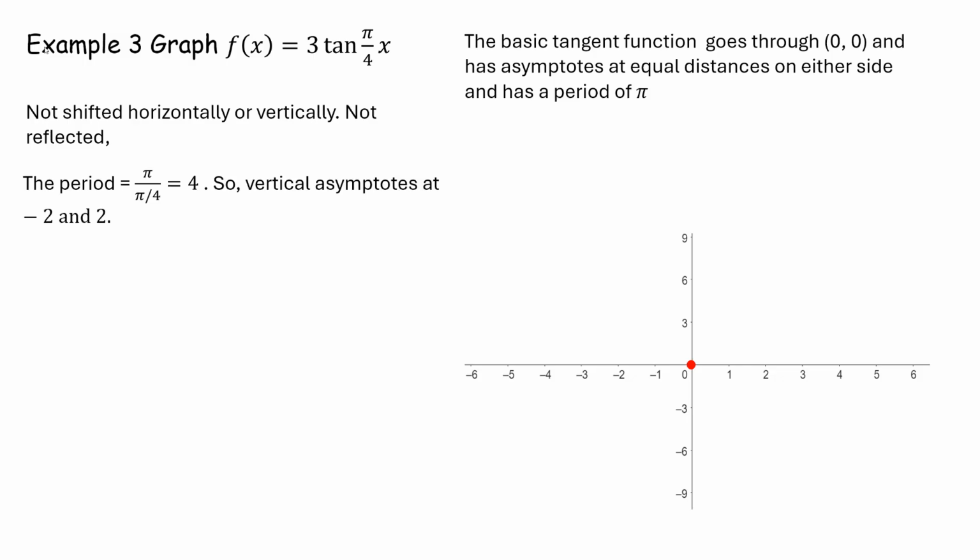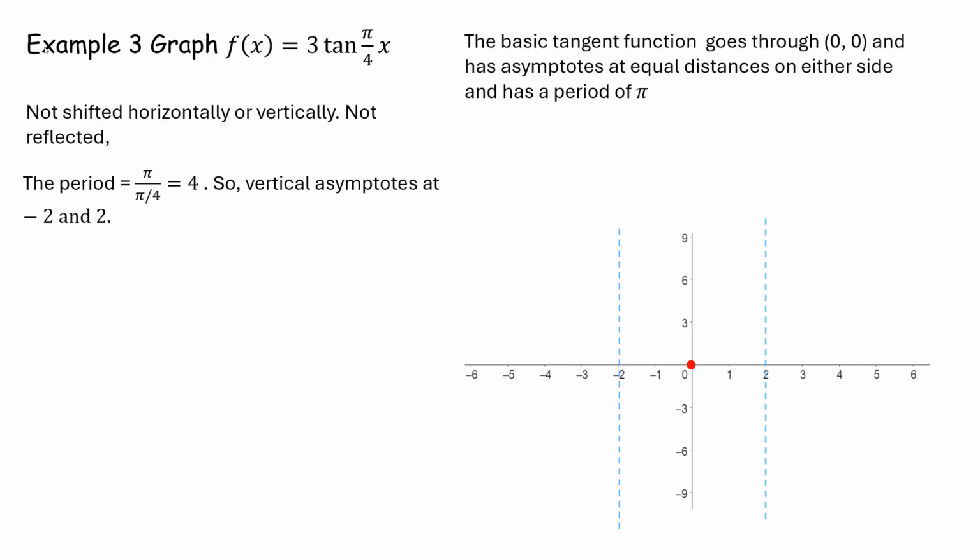So the period is changed because pi over 4 has been multiplied by x. So just like we do with sine and cosine, we take that coefficient and we say pi over that coefficient is our new period. So pi divided by pi over 4 is 4. So the vertical asymptotes are going to be at negative 2 and 2, because we know that that 0, 0 is right in the middle of the two asymptotes.